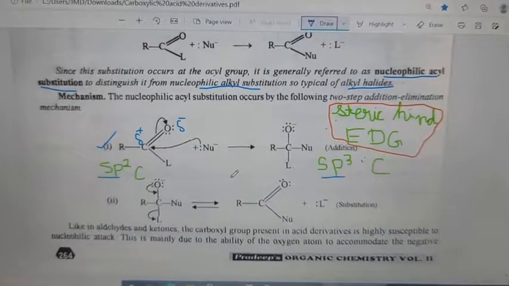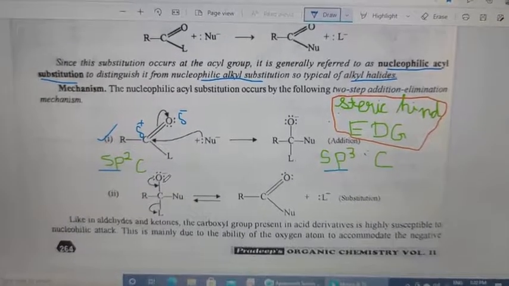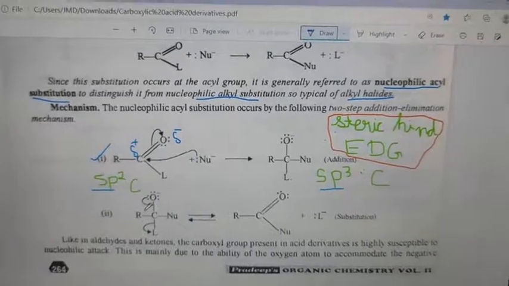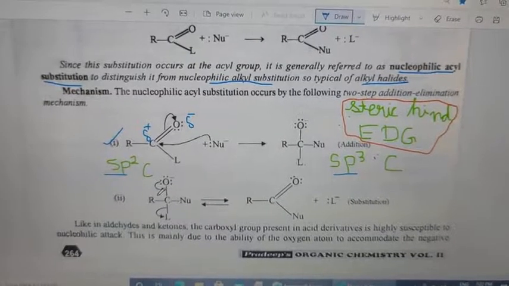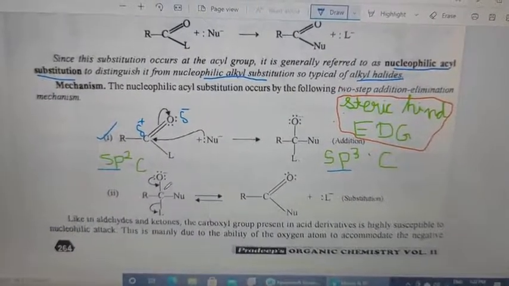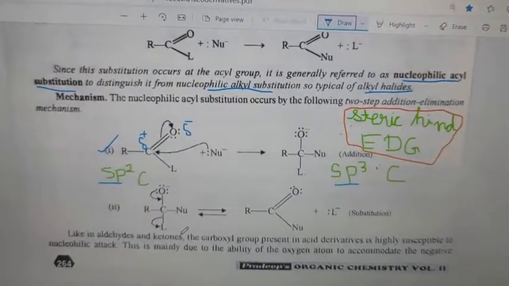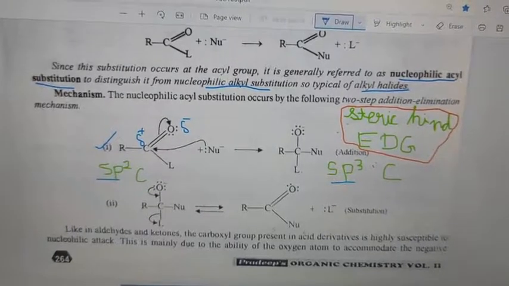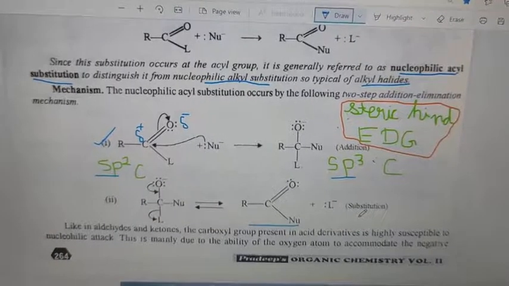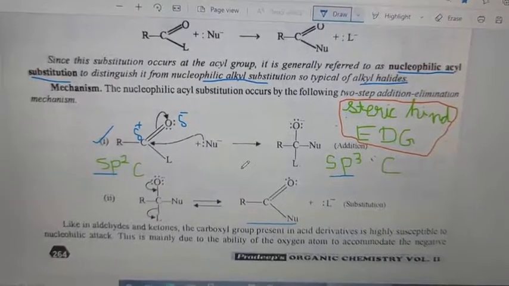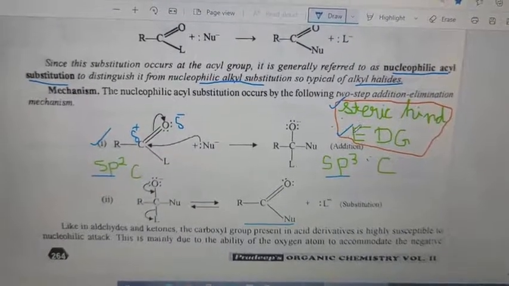After this addition or attack of the nucleophile, there is rearrangement of electrons. The lone pair from the oxygen, meaning the negative charge which the oxygen accommodated earlier, shifts toward the carbon. So it again forms the carbonyl bond, and the leaving group leaves with its electron pair and we get the final substituted product. This nucleophilic substitution reaction in acid derivatives depends upon two factors, steric hindrance and electron donating group.